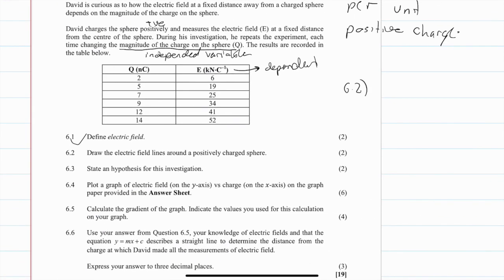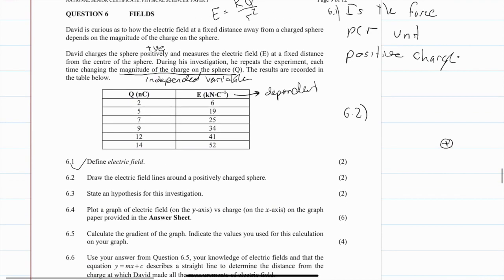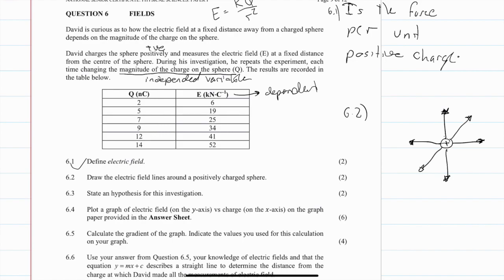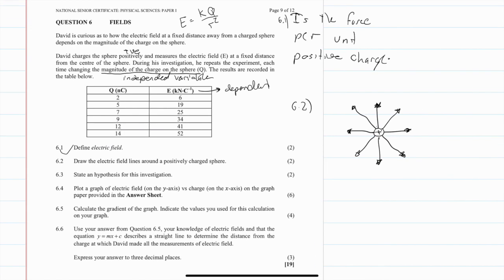So 6.2. If we have a positively charged sphere, we know from the previous definition that the electric field is defined per unit positive charge. So if we place another positive charge here, what's going to happen? It's going to get repelled. So basically our arrows are going outwards for a positive sphere in all directions, but you can probably draw 8 arrows and call it a day. And we should get 2 marks for that. If it was a negative sphere, we would have the opposite. We'd have field lines coming inwards from all directions.